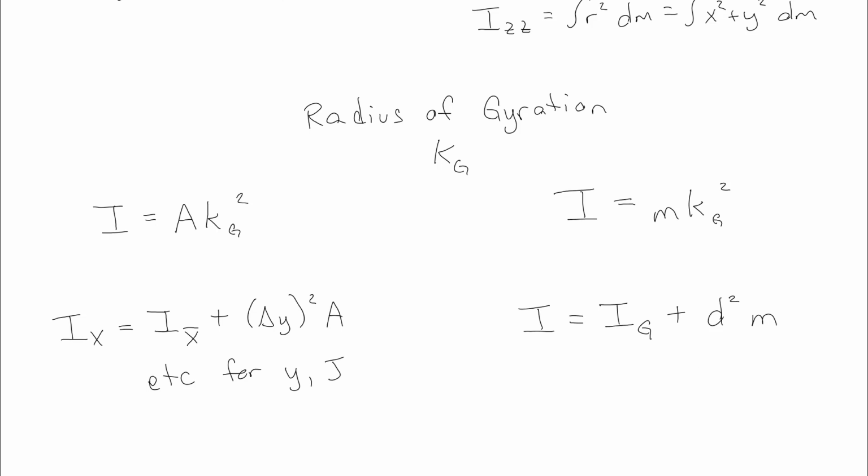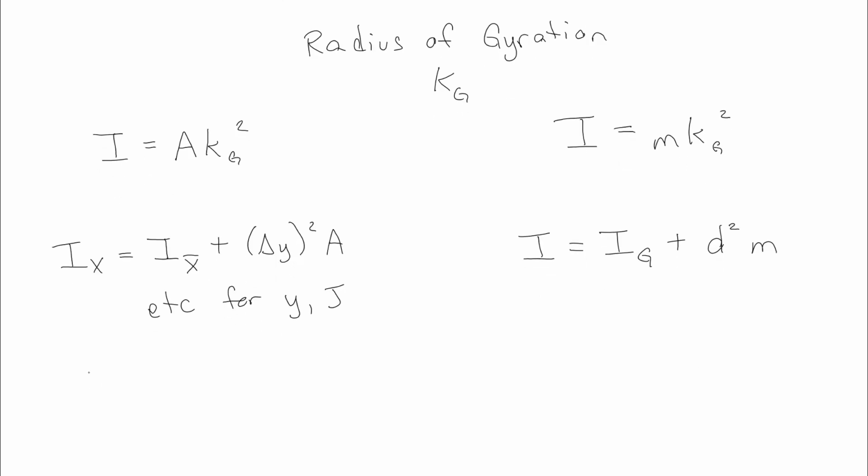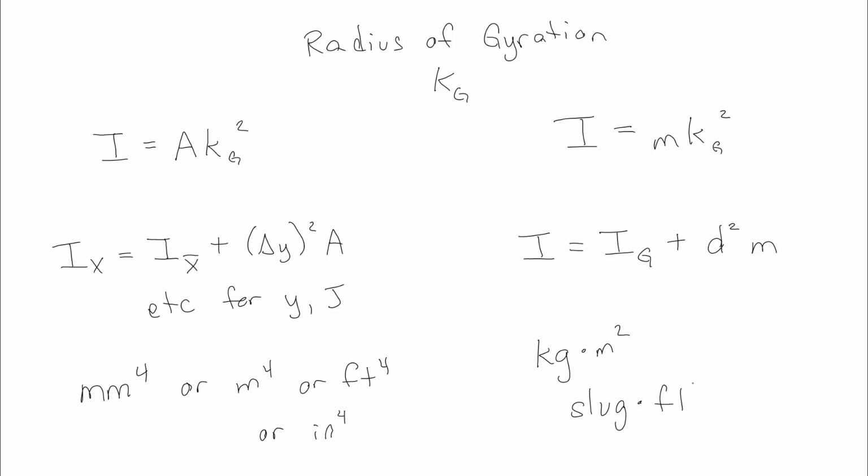Anyway, another thing that makes them different is that the moment of inertia for area is measured in usually quartic millimeters, or you could do quartic meters, or quartic feet, or quartic inches. On the moment of inertia for mass, because it's a mass times an area, you're going to end up with kilogram meter squared or slug feet squared. So you're going to get very, very different values.